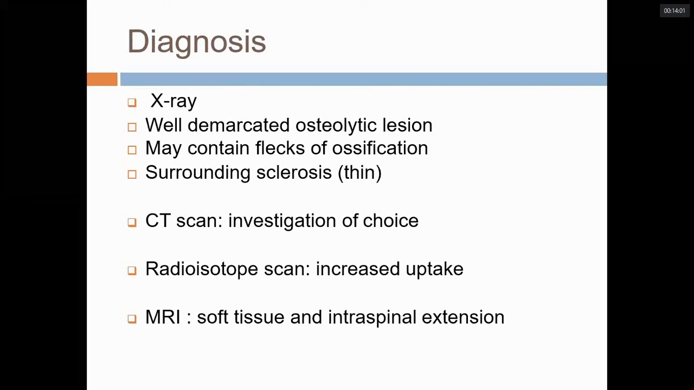CT scan is the investigation of choice in case of any bone tumor or any tumors in the bone. A radiographic scan is used in this way for all of them.